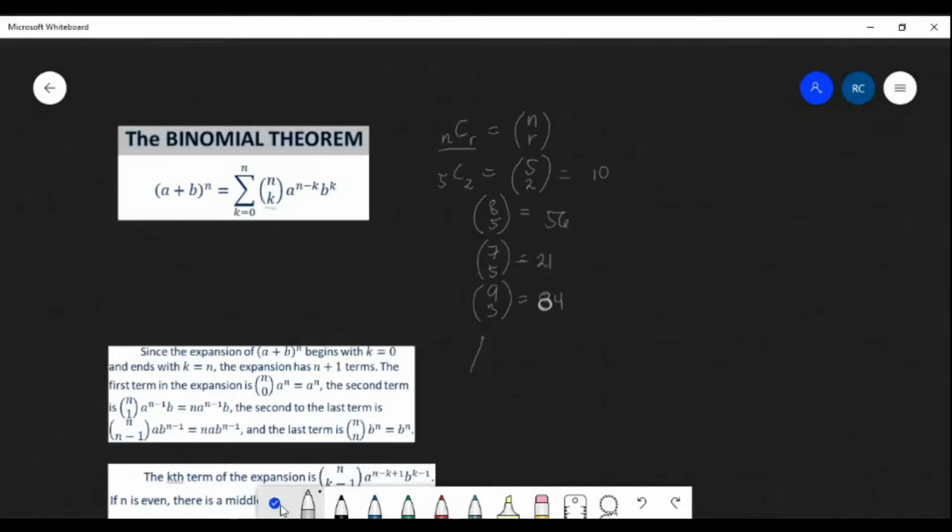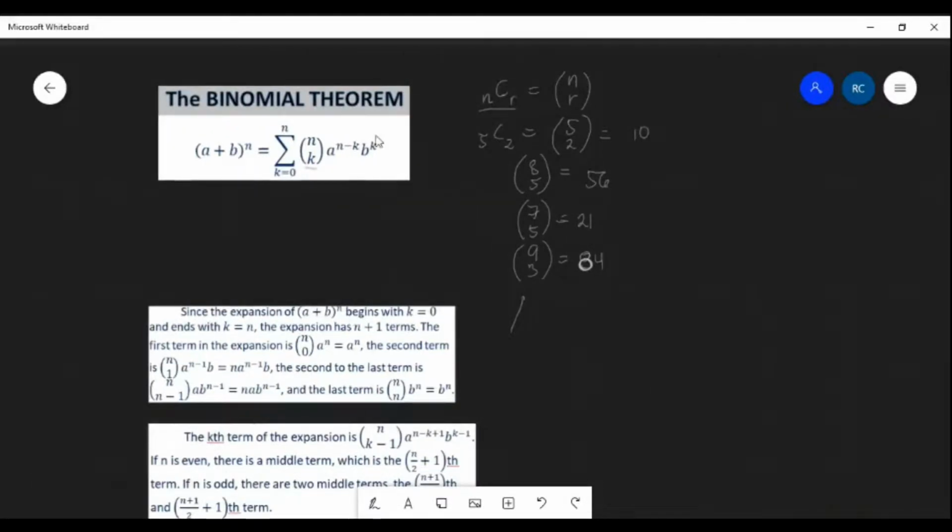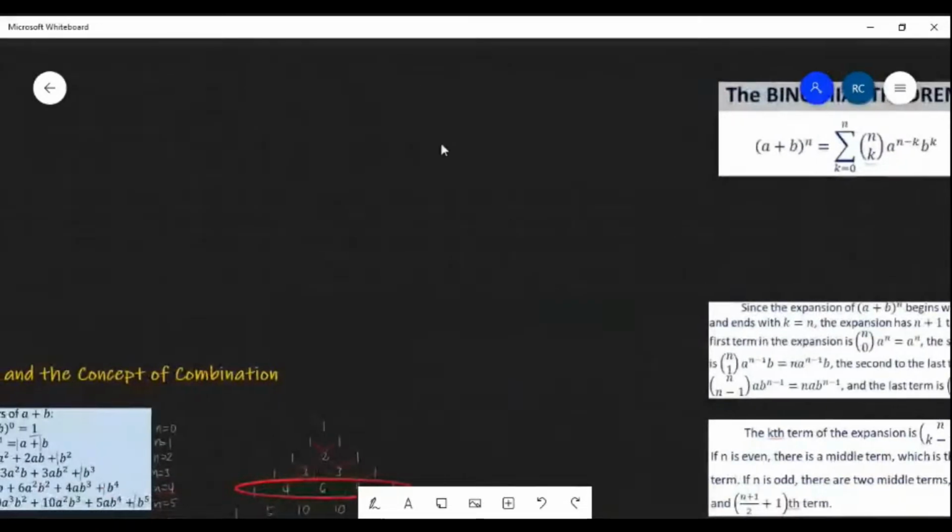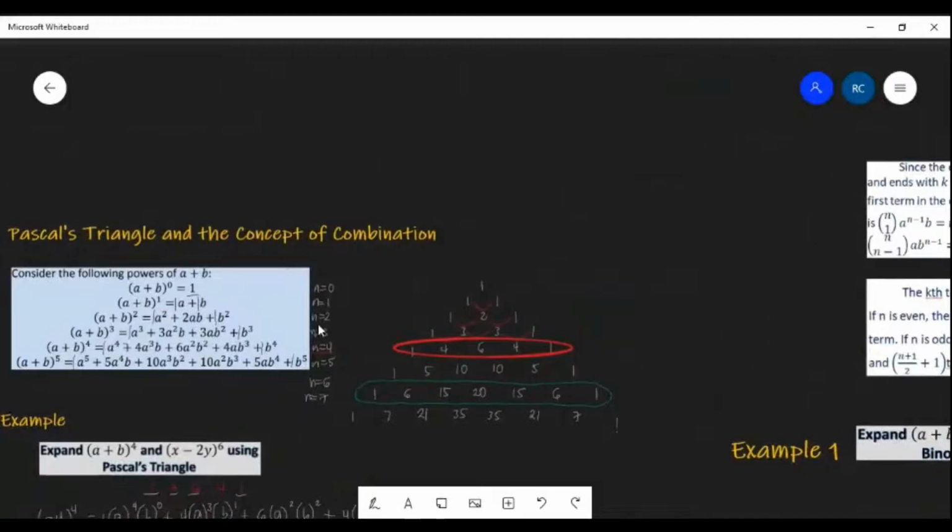Okay. Let's have the text. Since the expansion of (a plus b) raised to n begins with k equal to 0, this is the formula. Based on the formula, and ends with k equal to n, the expansion has n plus 1 terms. So, it refers to the exponent. For example, if our n is 2, how many terms? Plus 1 always. So, 3.